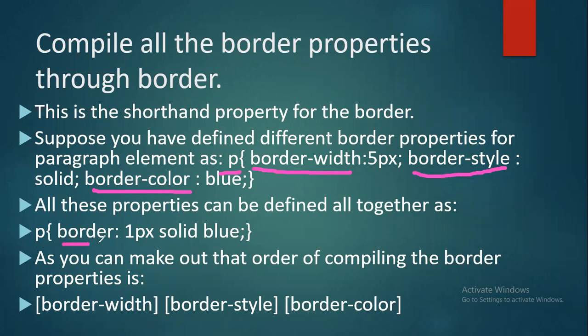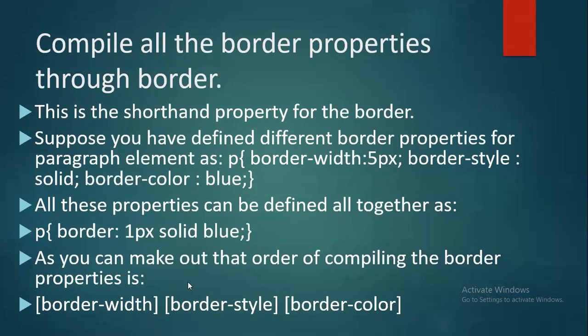You start with the p tag, then you define the border property and use a colon. Then you define the width of the border, then its style, then its color. So what is the order? First border width will come, then border style, then border color. I hope this is clear to everyone. Thank you so much everyone.